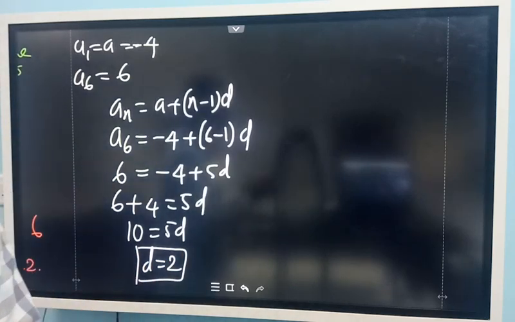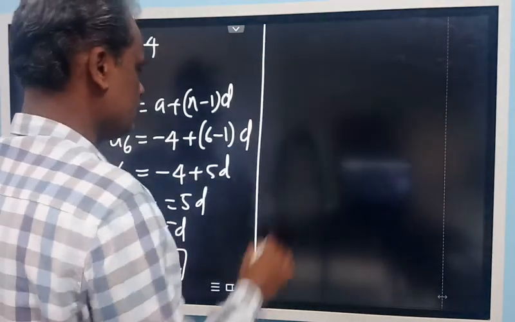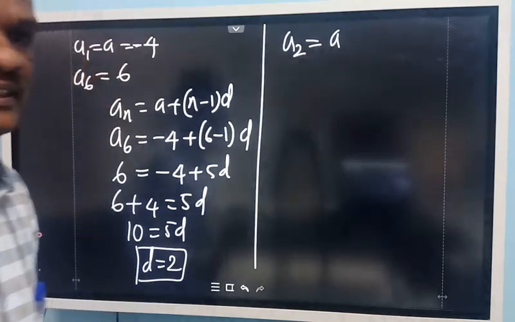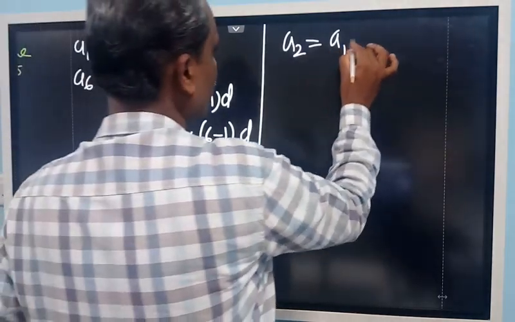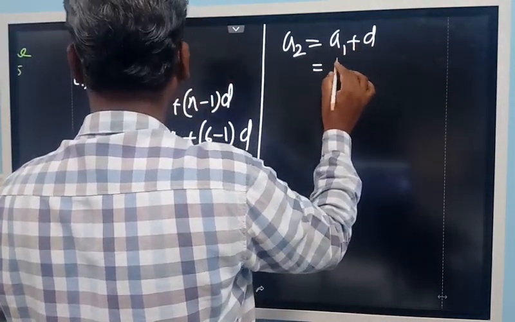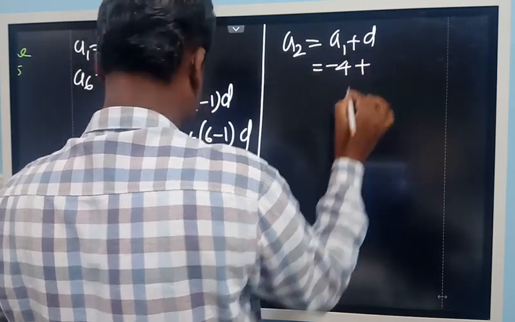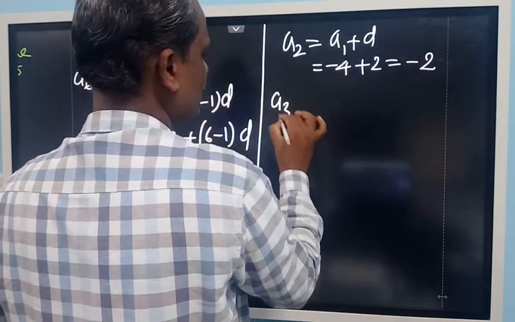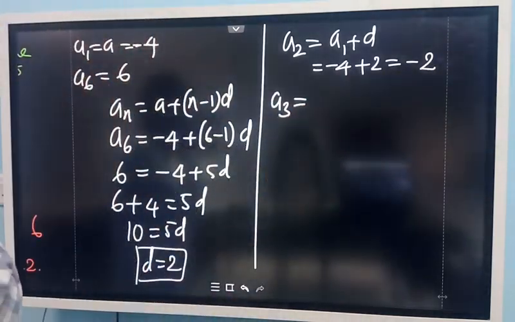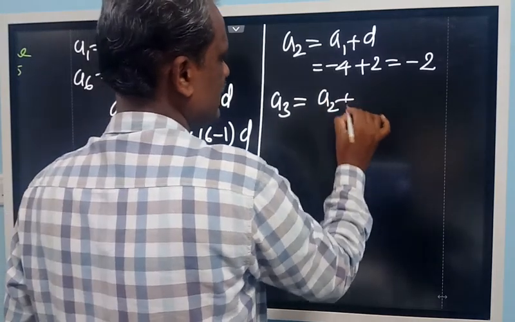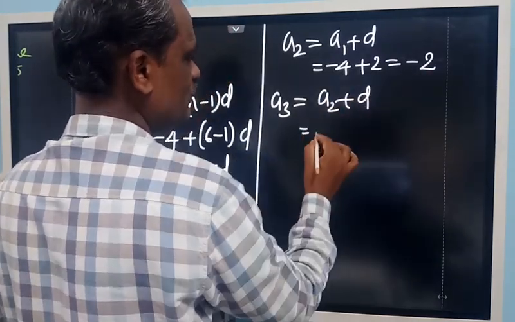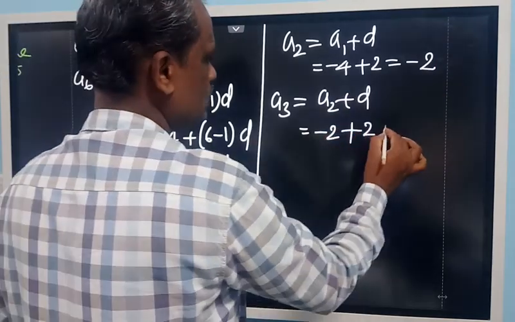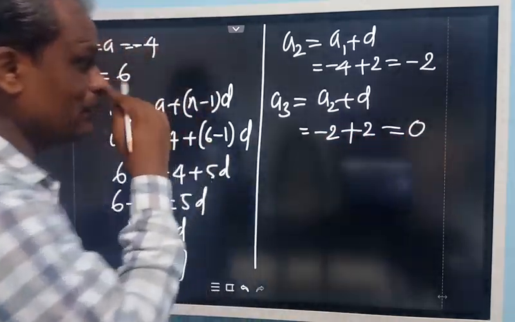Find the second, third, fourth, fifth terms. Therefore, the second term is always the preceding term plus the common difference. A1 plus D. A1 you know is minus 4, plus 2. Your answer is minus 2. So A3 is the second term plus the common difference. A2 plus D. The second term you already found is minus 2, plus the common difference 2. So your answer is 0. The third term is 0.